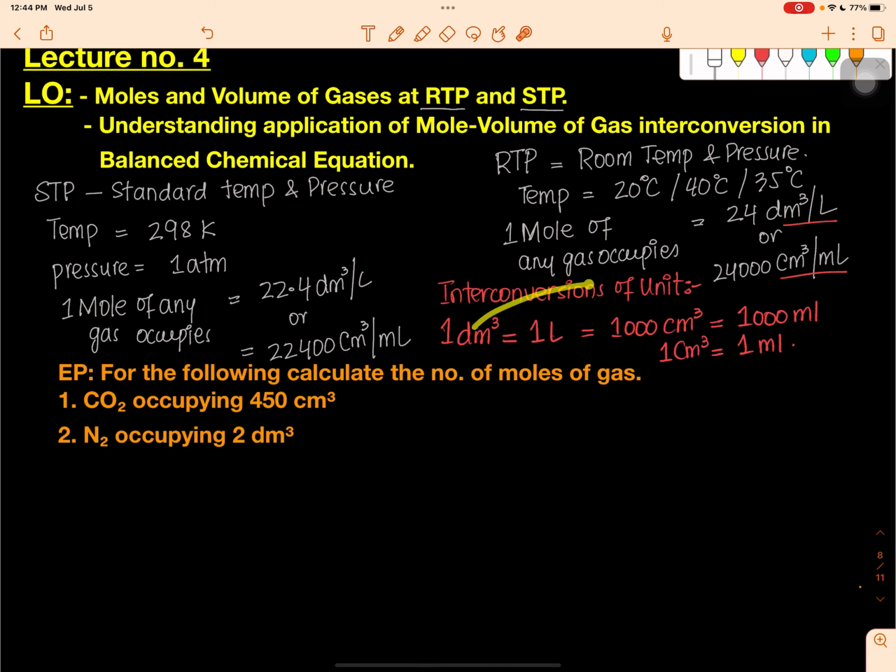In the same way, 1 dm cube is equivalent to 1000 cm cube, or 1000 ml. So if you need to interconvert units, you should memorize this: if you have a volume in dm cube and they want you to find the volume in cm cube or ml, you will use the combination where 1 dm cube is equivalent to 1000 cm cube, or 1000 ml. This is how you're going to interconvert. Now let's do some real problems.